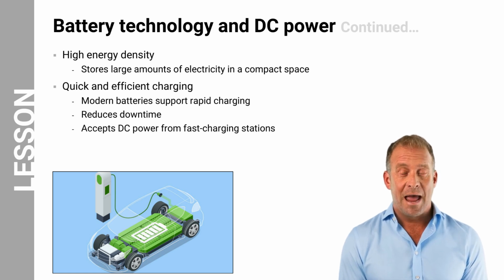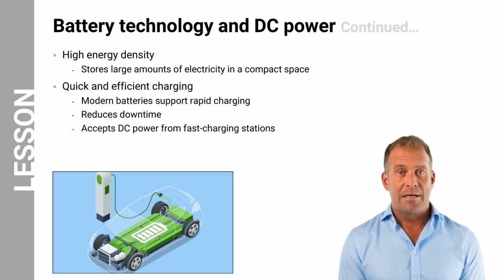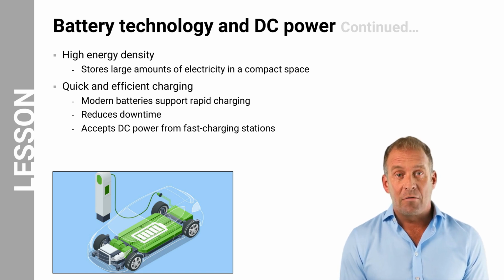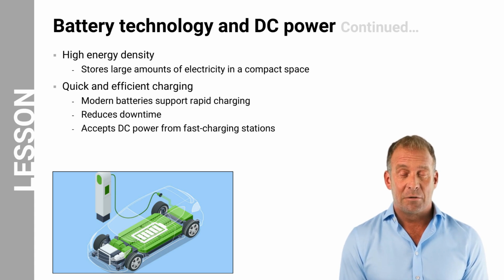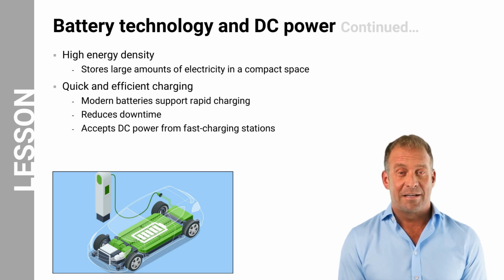Battery technologies today boast high energy density, allowing them to store large amounts of electricity within a compact space. This characteristic enables BEVs to achieve longer ranges without compromising on size or weight. Moreover, modern batteries are designed to support rapid charging, ensuring quick and efficient replenishment of energy. This feature significantly reduces downtime for BEV drivers, allowing them to quickly resume their journeys without prolonged waiting periods. Moreover, these batteries readily accept direct current power from fast charging stations, further enhancing the convenience and accessibility of recharging options for BEV owners.